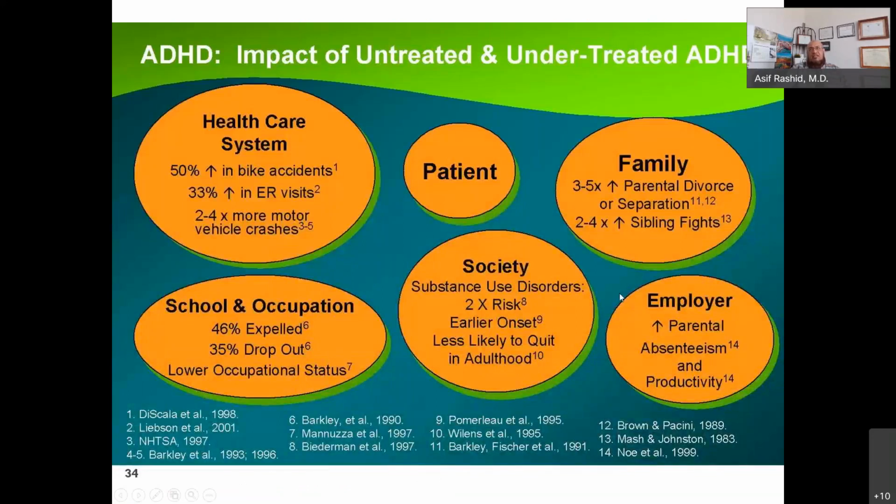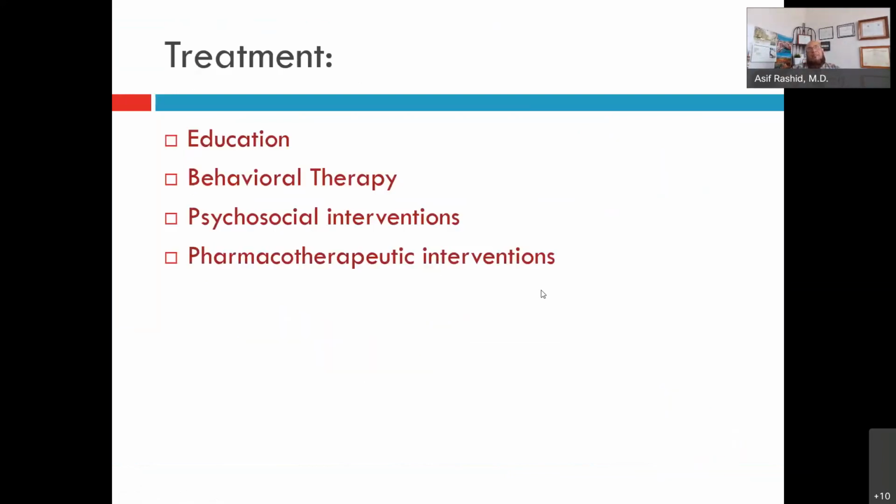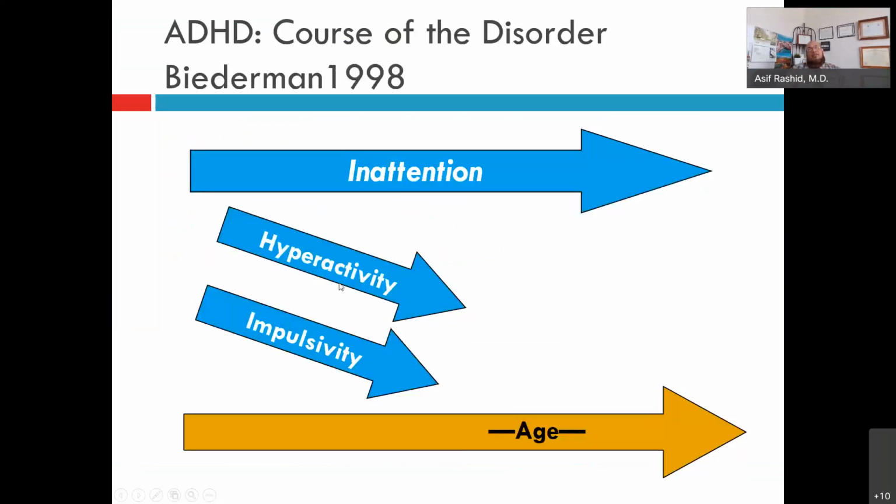Yeah, this one has another summary of what can happen if it's not properly treated. Accidents, dropping out, society problems, family problems, parental divorce, sibling fights, all these other things can happen as a consequence. Biederman did this study in 1998 showing that inattention keeps on going with age, and hyperactivity and impulsivity fall. So those symptoms get better, and inattention stays.